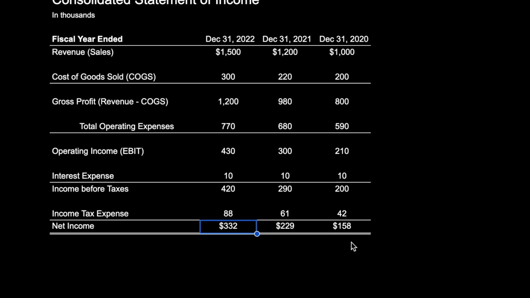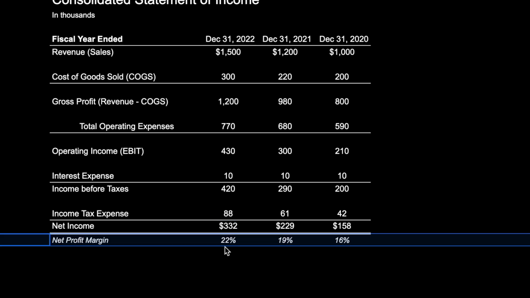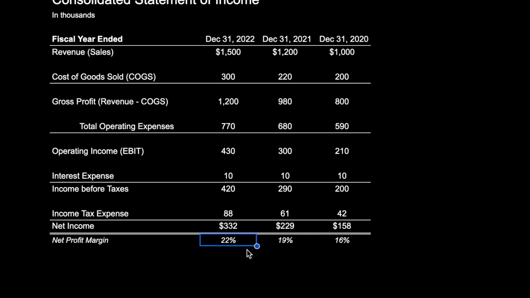We want net income to increase each year, which we can do with higher revenues or lower cost of goods sold or operating expenses. If we divide our net income by our revenue, we get our net profit margin. We want to see our net profit margin increasing over time, and we can compare it to other similar coffee shops to see how we stack up.